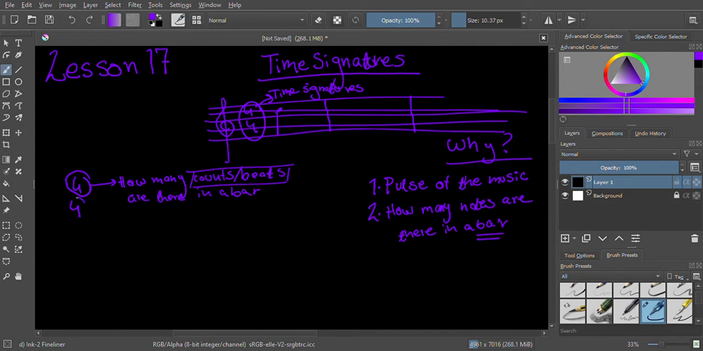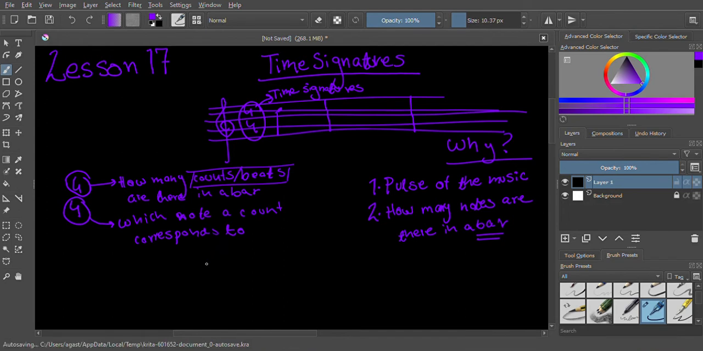So the bottom number is going to tell us which note a count corresponds to. And this is one way of thinking about it. Another common way of thinking about it is how much each count is worth, or what note each count is.